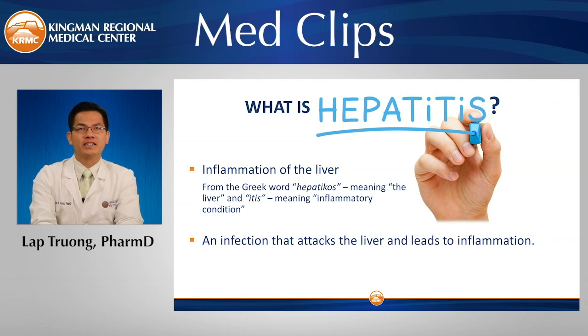What is hepatitis? What does that mean? The term hepatitis came from Greek. If you break up the terms, hepatikos means liver, and itis at the end means inflammation condition. So if you put the two together, it means an infection that attacks the liver and leads to inflammation.